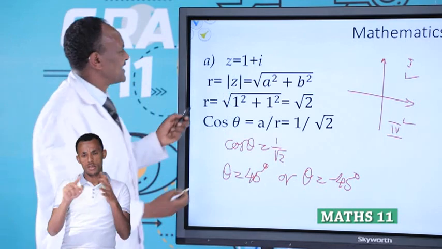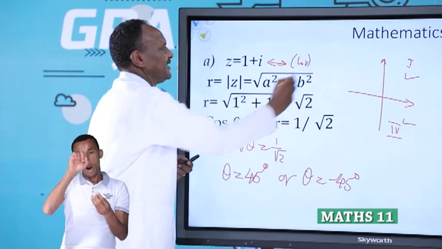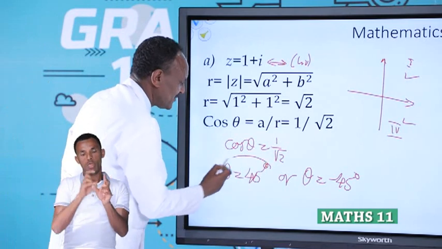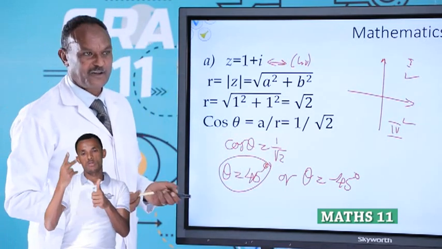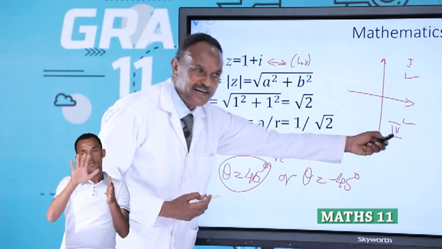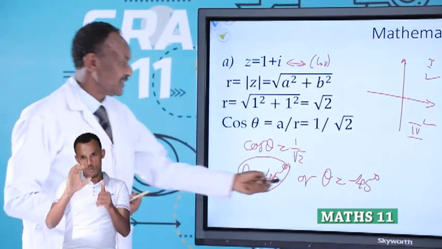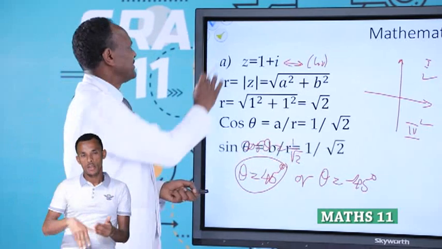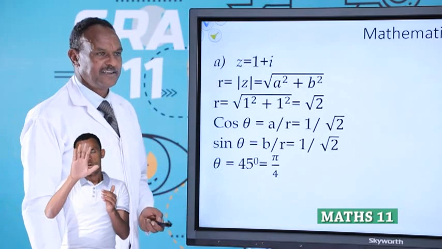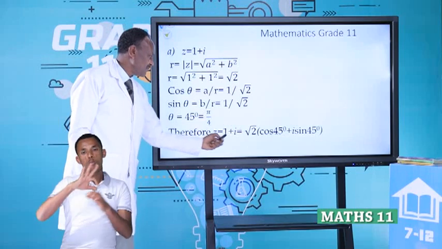But since we are discussing the position vector 1 plus i, the point 1, 1, which is found in the first quadrant, we have to choose theta to be an angle in the first quadrant, 45 degrees. Negative 45 is coterminal and is found in the fourth quadrant, which we don't need at this time. So theta is equal to 45 degrees, which in radian form is pi over 4. What is the polar form of this complex number?